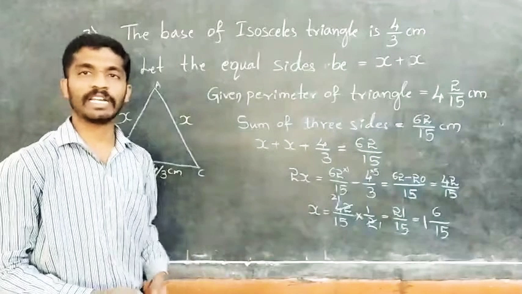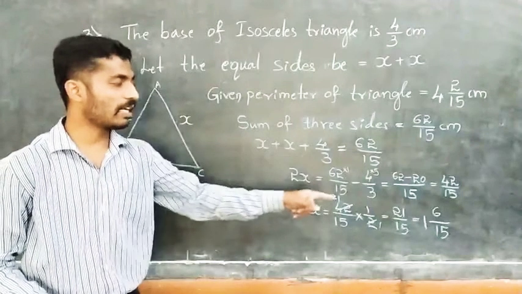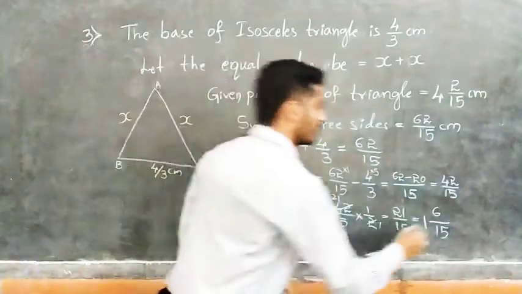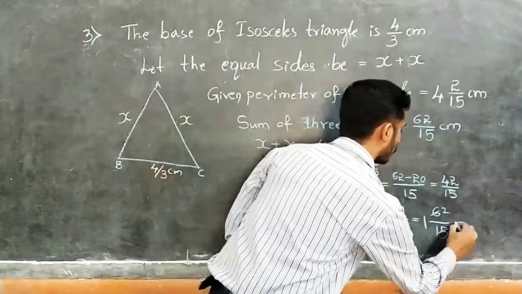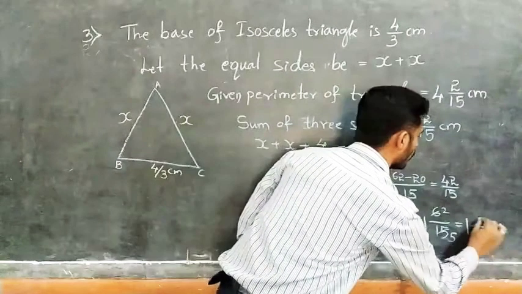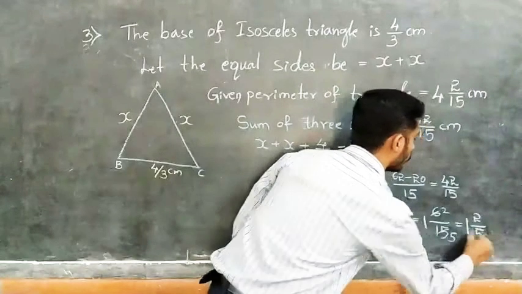Can we divide that again? Yes. 3 2s are 6, 3 5s are 15. So our answer is 1 integer 2 by 5.